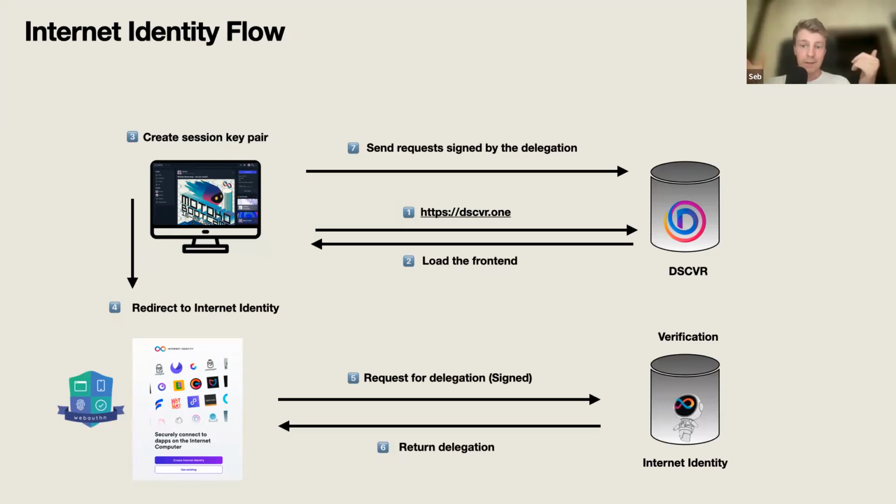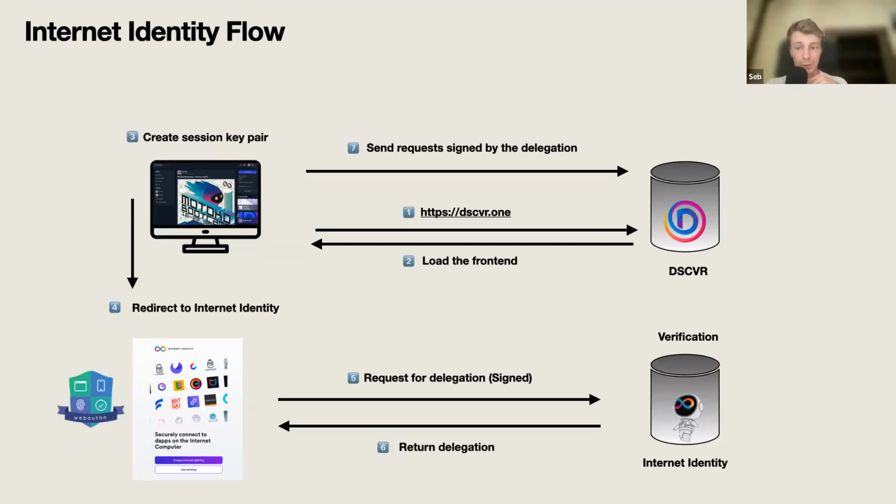And if it's correct, then Internet Identity is going to sign a delegation on the session key pair. Then it returns that, it's stored in your browser, and you can use the delegation to interact with Discover, it could be for 30 minutes or 2 hours. It depends on how long the time has been set by the developer.